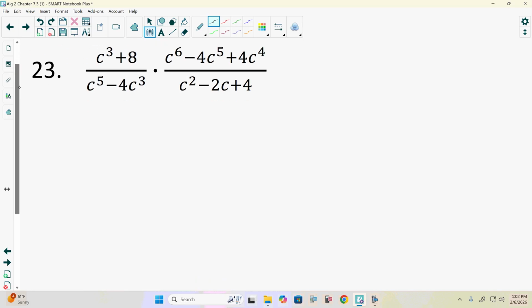(c cubed plus 8) over (c to the 5th minus 4c to the 3rd) times (c to the 6th minus 4c to the 5th plus 4c to the 4th) over (c squared minus 2c plus 4). Now this does seem like a much harder problem. There's a lot more to it. And really, again, with any of these, take it step by step, part by part, and we go from there.